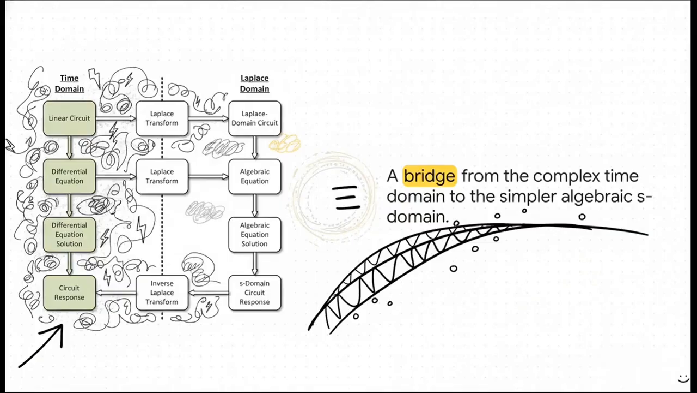And this image here shows the whole process perfectly. I mean, look at this. On the left, that's the hard road, right? Trying to solve the problem directly in the time domain. But check out the path on the right. We take our problem, we zap it with the Laplace transform to jump into the S domain. Over there, we solve a super simple algebra problem. Then, we just use the inverse Laplace transform to jump right back with the answer. It's this brilliant, elegant shortcut that saves an unbelievable amount of work.